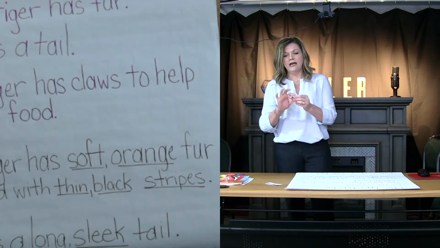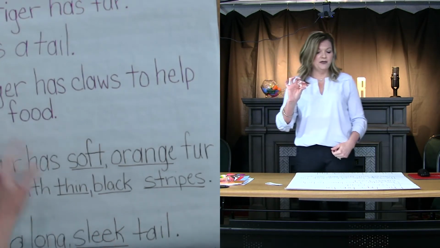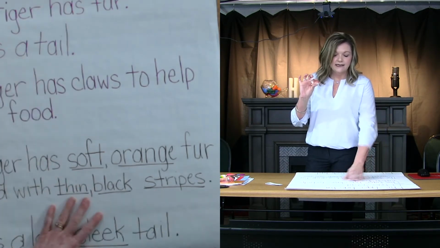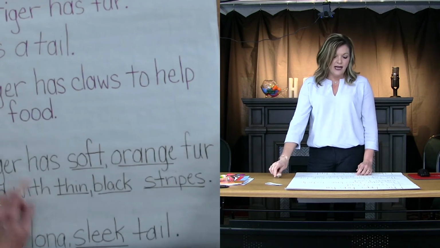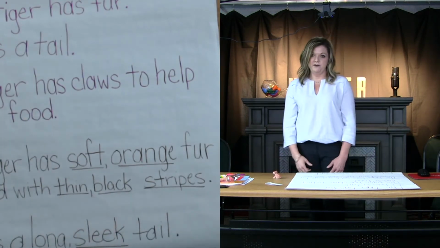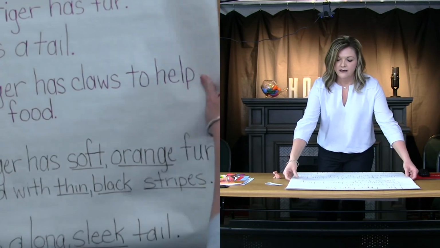So I have a little tiger here. I just put, the tiger has fur. My second sentence, it has a tail. And my third sentence is, the tiger has claws to help catch food. That's very basic.